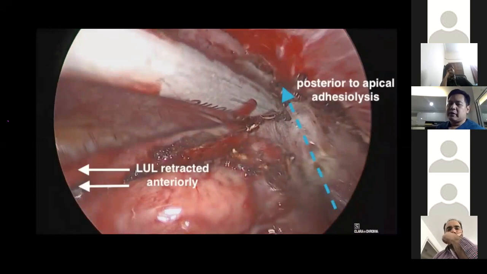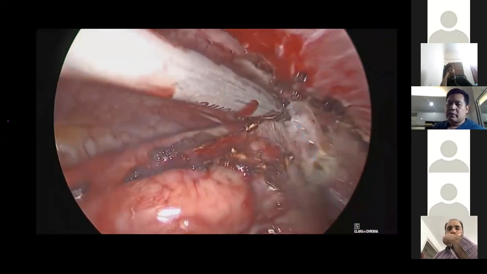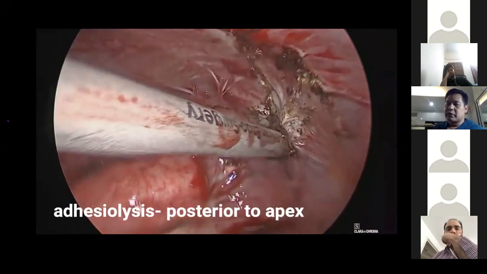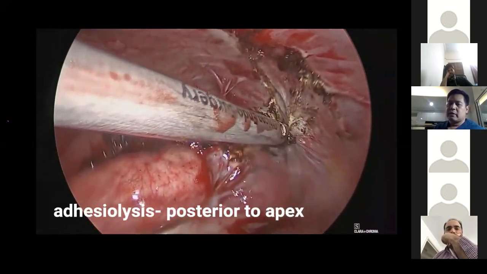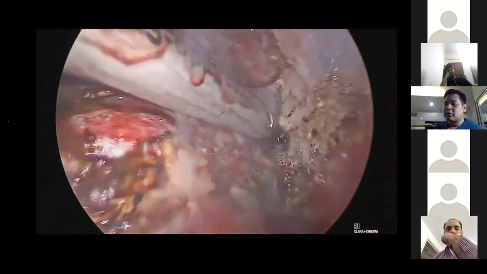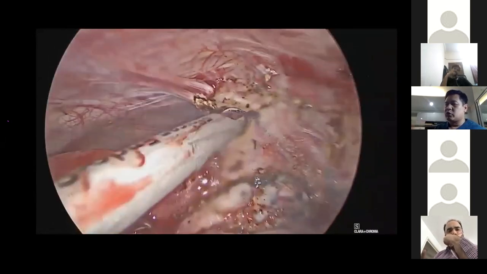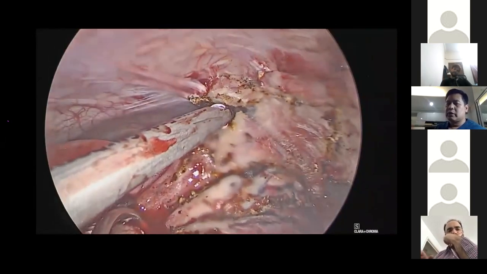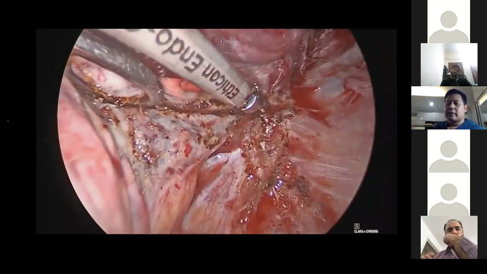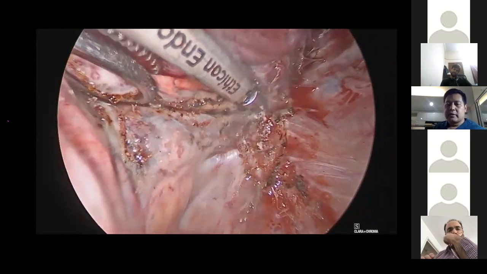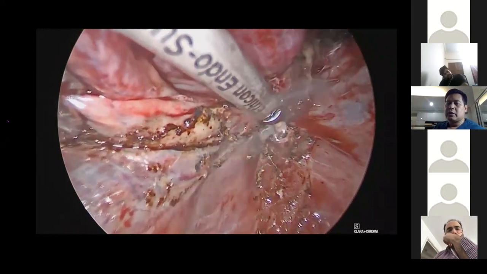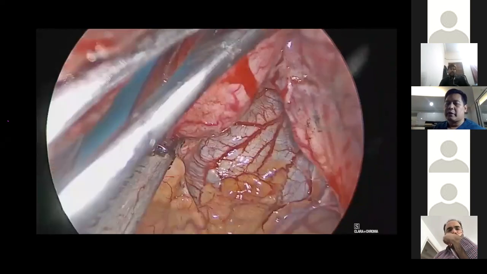You can see there the very dense adhesions in the apex. So we try to do adhesiolysis first along the apex. My technique for doing adhesiolysis is that I don't just do a frontal attack. I tend to attack from both sides and flank that apex. So you can see clearly the area that you need to take care of and be wary of.